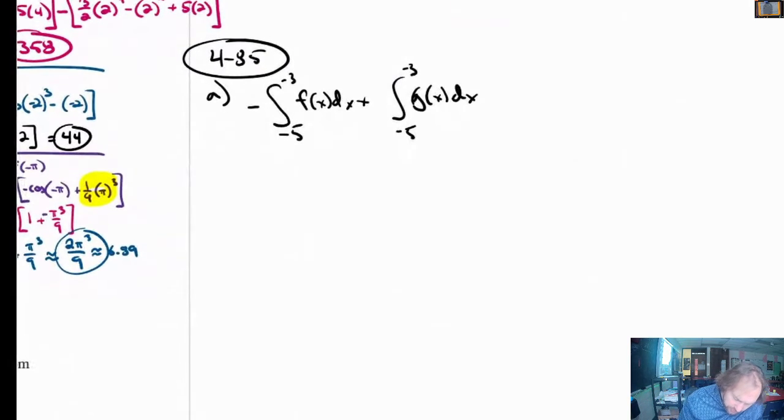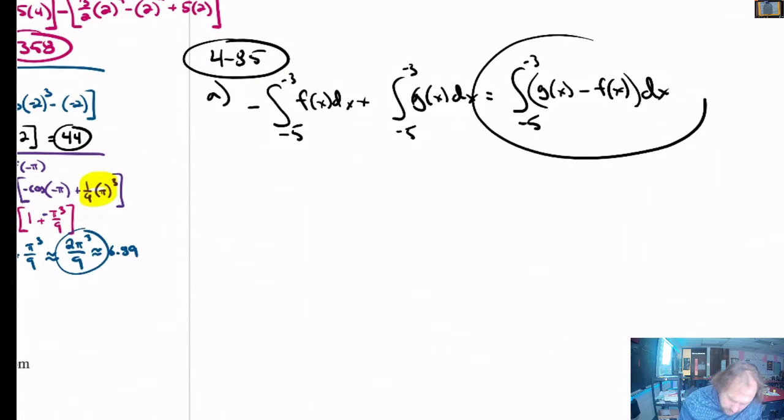Maybe a cool way to do this would be to write it like this. The integral from -5 to -3 of g of x minus f of x dx. I like that answer. You could do negative f of x plus g of x, but that's probably better.